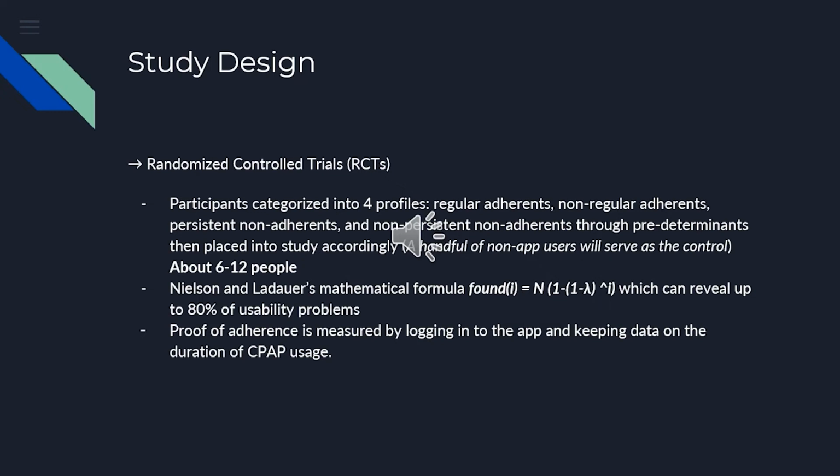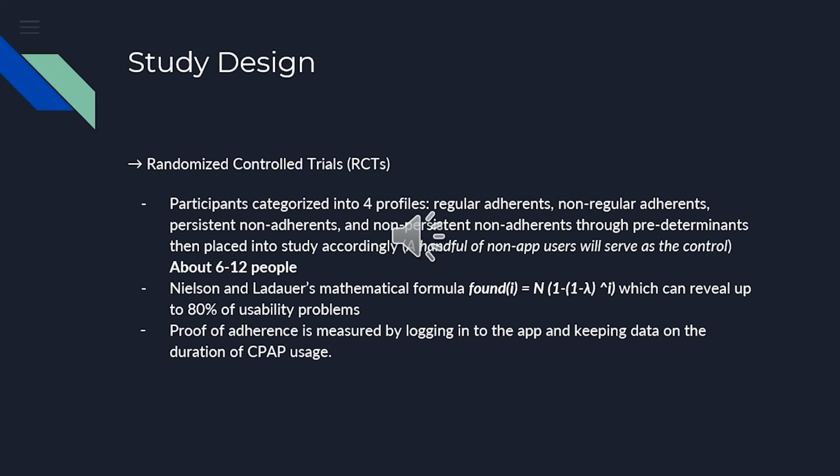For our study design, we will be using a randomized controlled trial. Again, participants for the study would be recruited mainly from sleep clinics, nursing homes, or patients suggested by physicians. A randomized controlled trial is useful as it can increase confidence in findings and evaluate the clinical effectiveness of an mHealth intervention, with the control group being CPAP users that do not use the app.